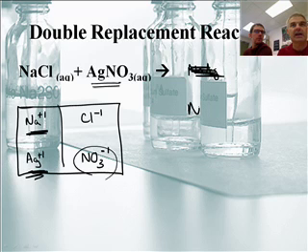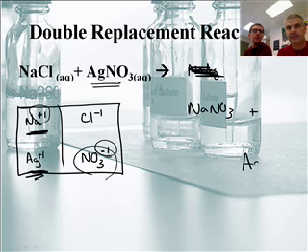So the real answer would be NaNO3, and it's positive 1, negative 1. So this is an easy one. There's no weird charge things. Plus AgCl. Now we need to figure out which of those, if any, forms a solid.